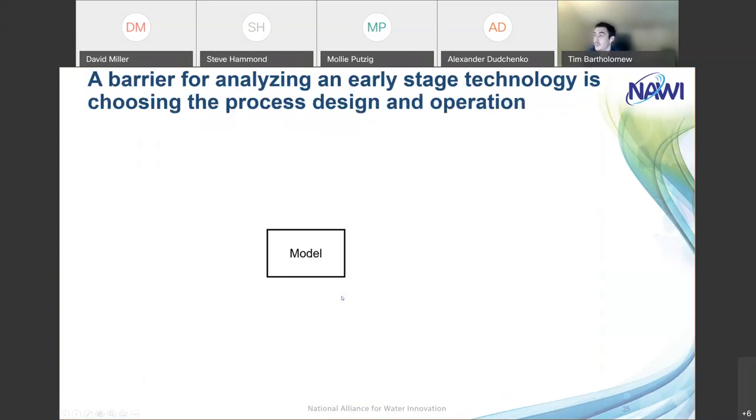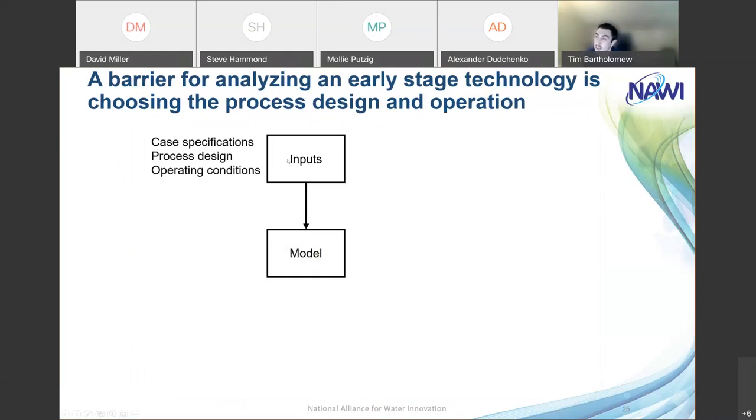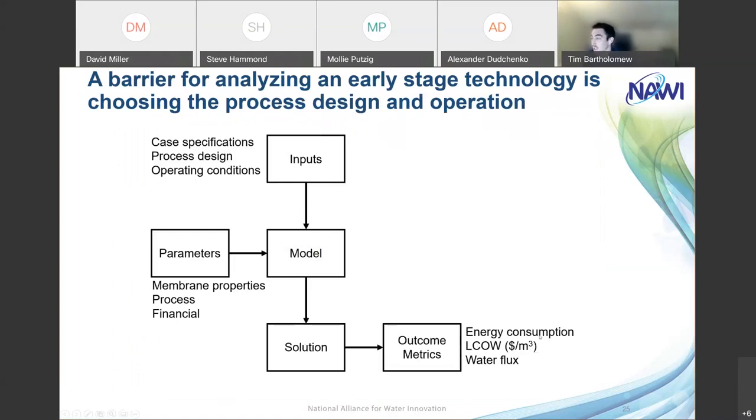Generally, in a simulation-based approach, people vary those decision variables. For example, you have your model and you provide the case specifications and operating conditions. You also provide things like the membrane properties, process, and financial parameters. You can solve it, and then you get the outcome metrics like the energy consumption, levelized cost of water, and the water flux. But the key thing here is there's a big uncertainty about how the process should be designed and operated. They're very closely interlinked because of all the recycle loops, and so they have a significant effect on the outcome metrics.